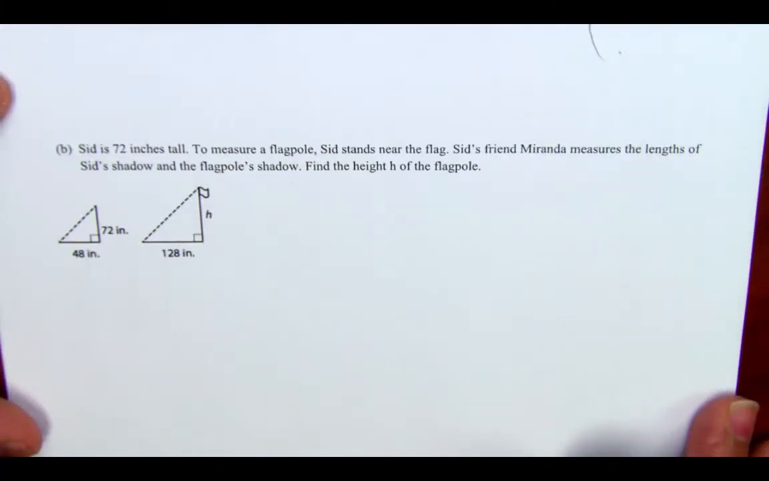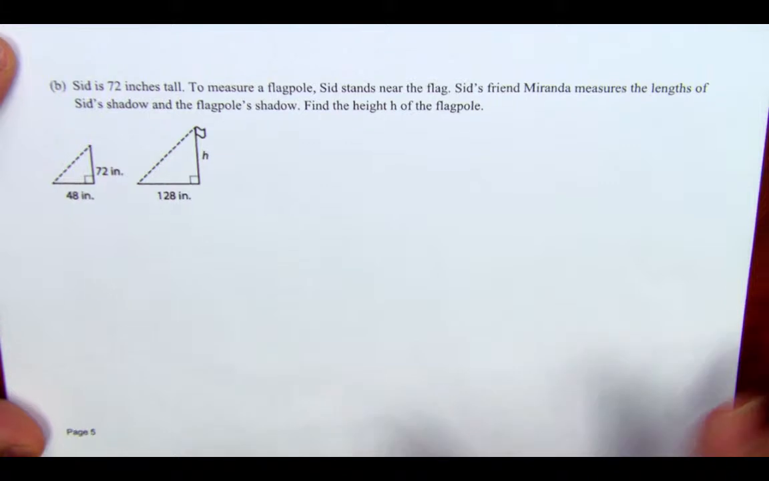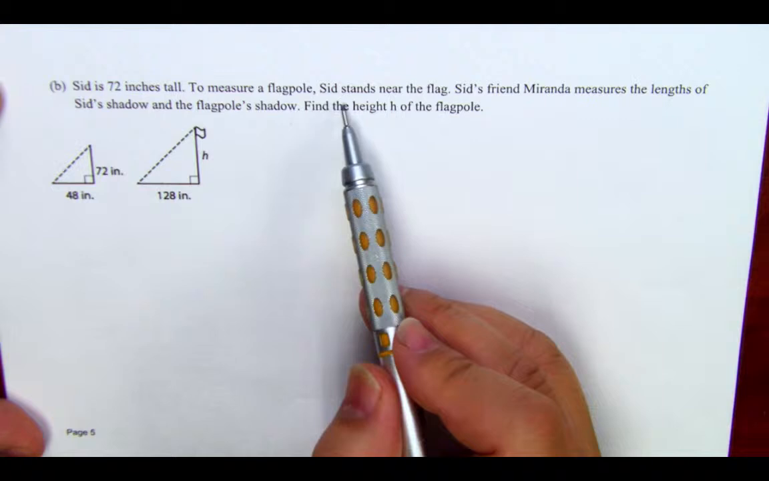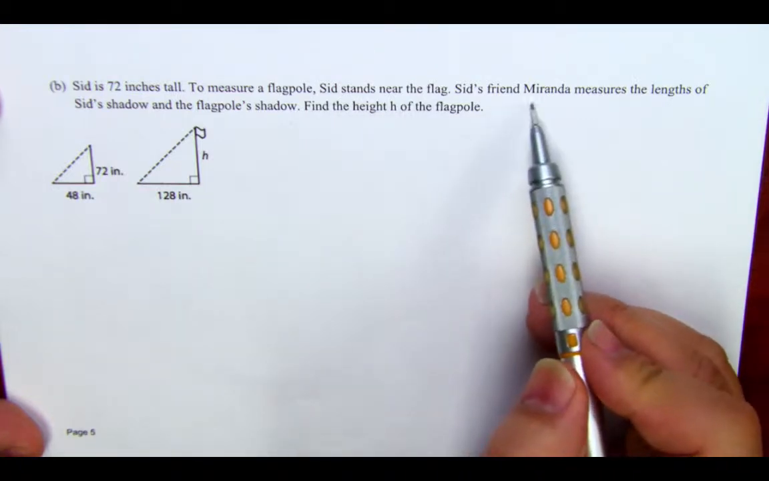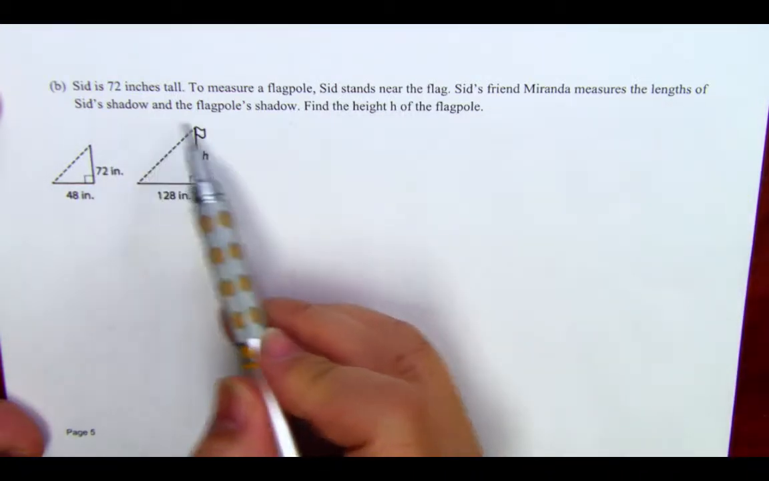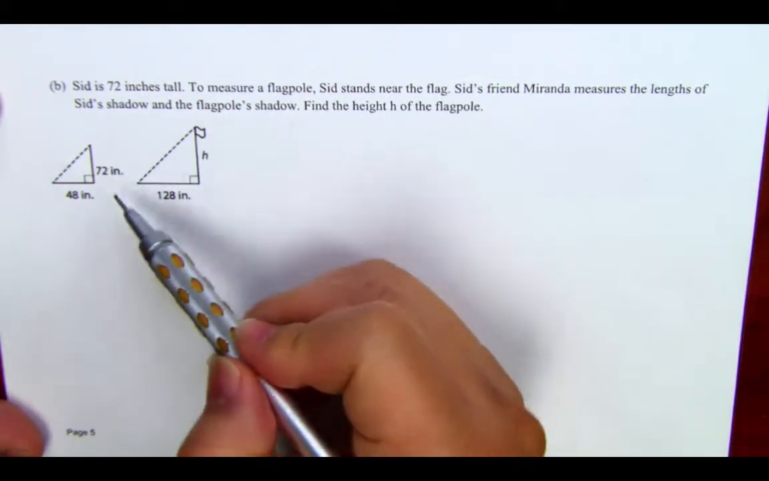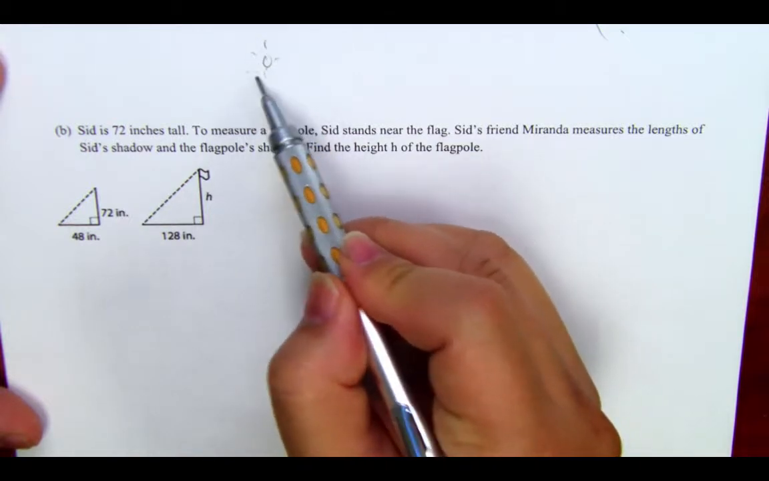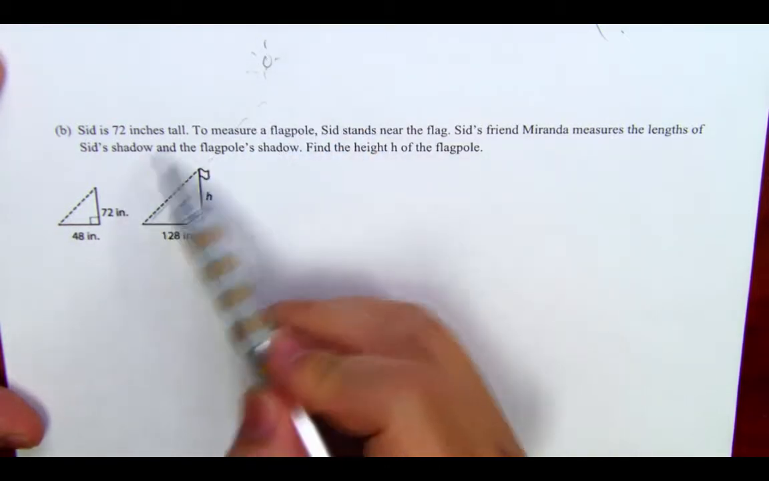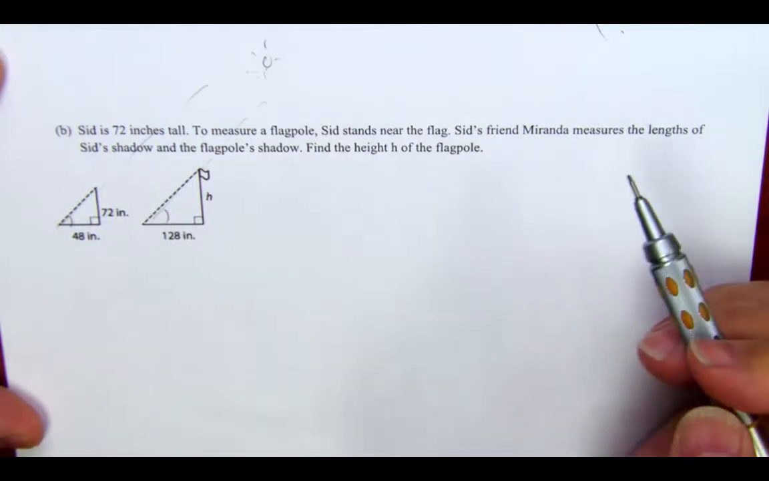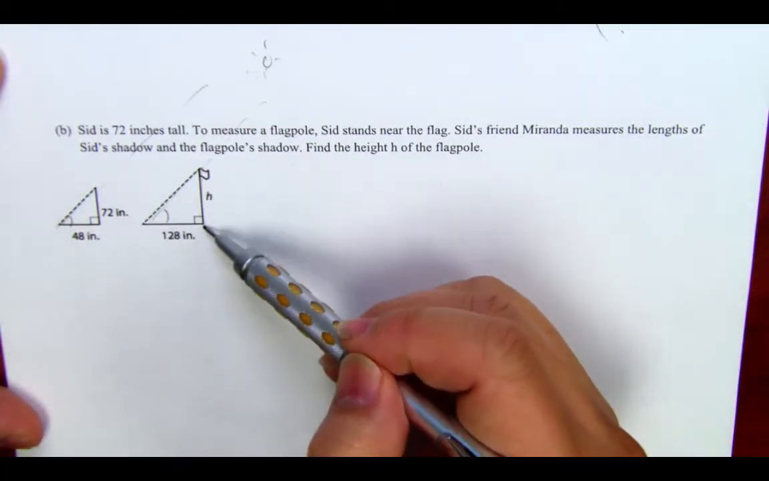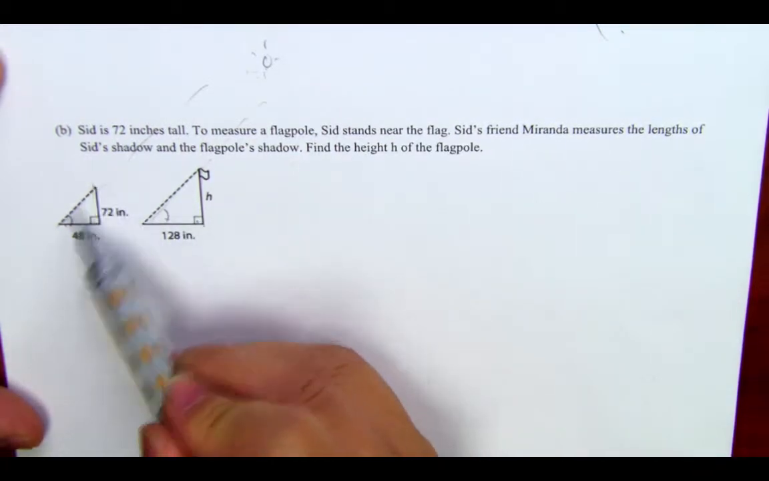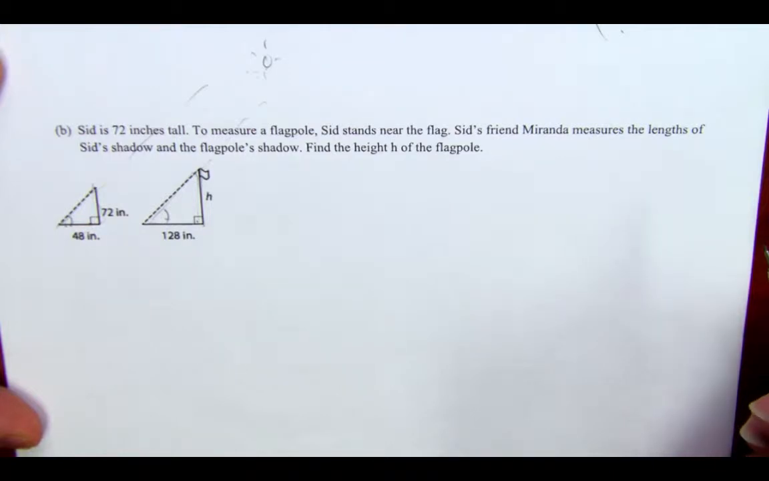Moving on to example 1b. Sid is 72 inches tall. To measure a flagpole, Sid stands near the flag. Then Sid's friend Miranda measures the length of Sid's shadow and the flag's shadow. If that's the case, we have a sun, let's say here, that is sufficiently far away that it creates the same angle here, guys, right? And we're assuming that the flagpole is perpendicular to the ground, and so is Sid. That means that we have equal angles, therefore these two shapes are similar, right?